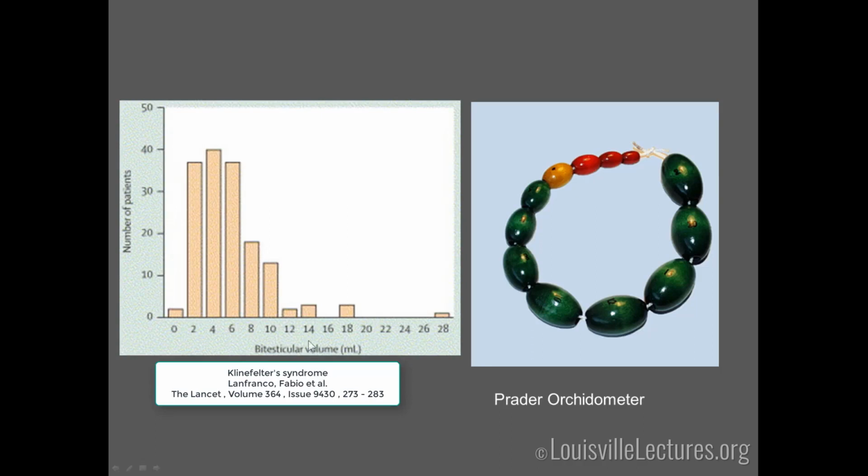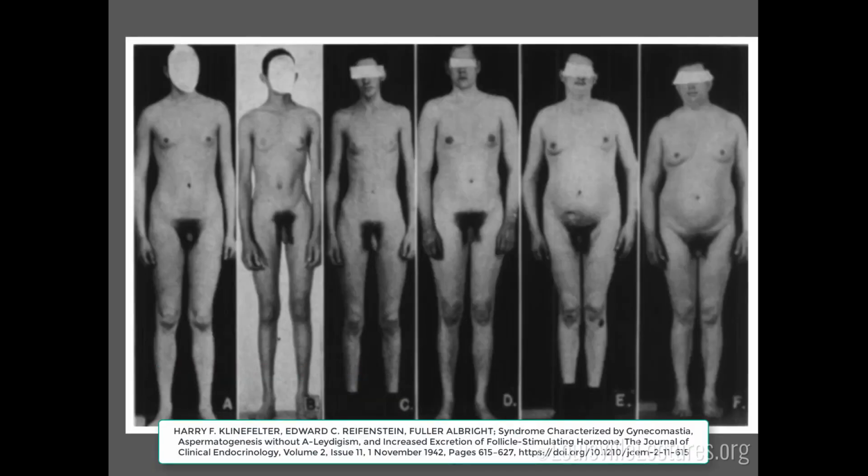This is the bitesticular volume. The normal testis is 20 to 25, so that the bitesticular will be out here somewhere at 50. And you can see that these patients have 4 or 6. Their testes are down here. And I know that all of you examine the testes when you have patients admitted to the ward. So it should be easy for you to diagnose Klinefelter syndrome in your patients.